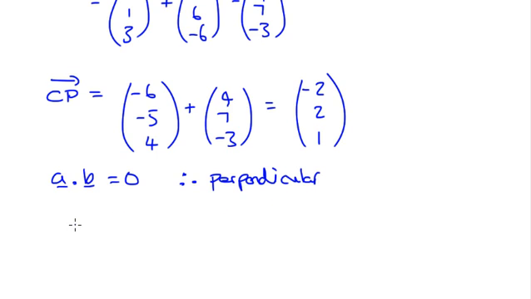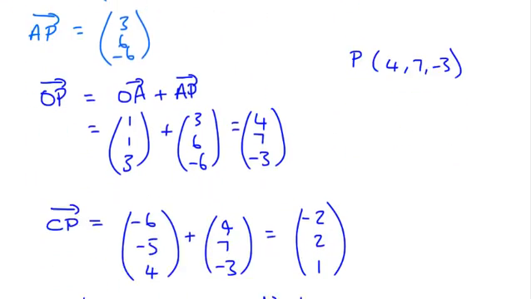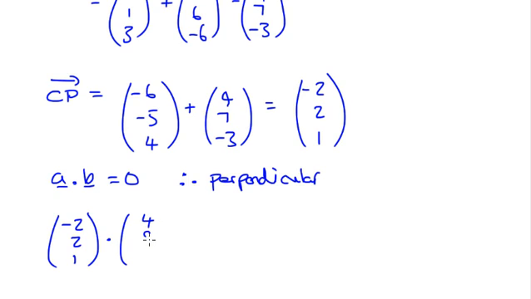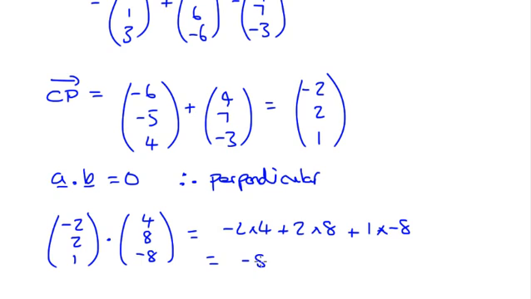We're going to do -2, 2, 1 dotted with 4, 8, -8. And we're hopefully going to get 0. So that's going to be -2 times 4 plus 2 times 8 plus 1 times -8. And we're going to get -8 plus 16 minus 8, which is 0. Therefore, it is perpendicular.